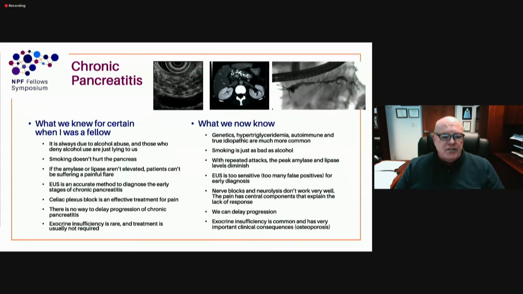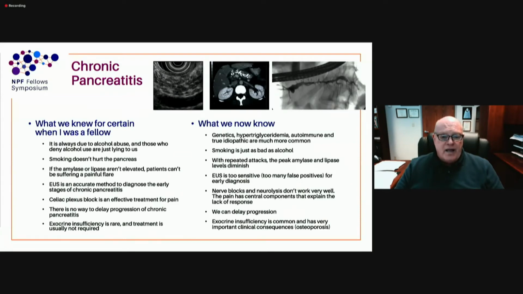Back then, these patients came in with a painful flare and their amylase or lipase wasn't elevated, and we said, well, it can't be an episode of pancreatitis then. And now we know that's exactly what happens to these patients. With repeated attacks, these peak levels drop, and they present with severe pain in the absence of elevation of amylase or lipase. When EUS came out, we were very excited that it was going to be a way to diagnose early chronic pancreatitis, and as it turns out, it's too sensitive, with too many false positives for accurate early diagnosis.